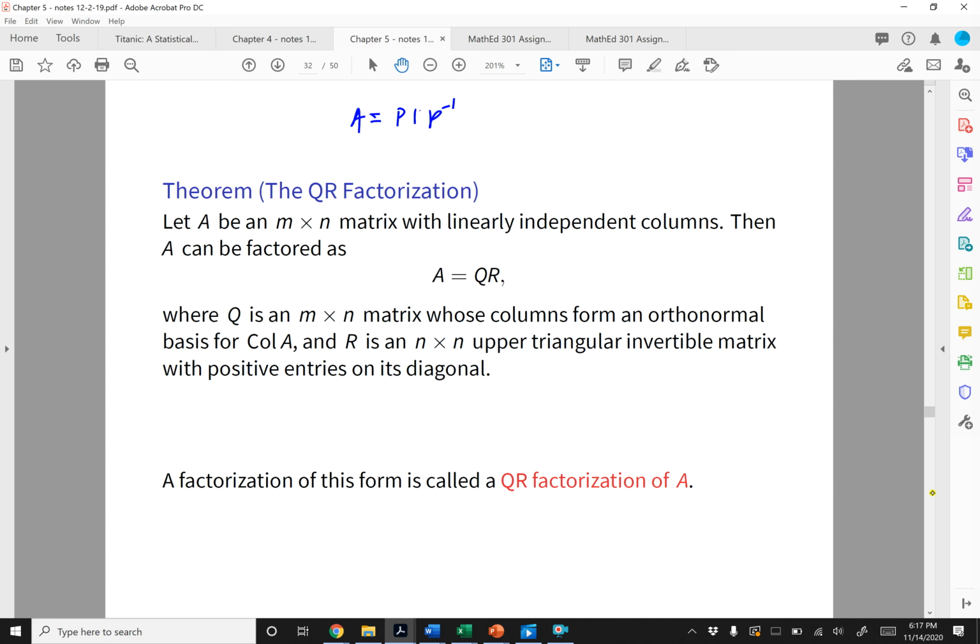Let me fix my D there. So this is another way to factor it down. It's called QR factorization. Q is the popular way to write down, the popular representative for an orthogonal matrix. And R is going to be a triangular matrix.